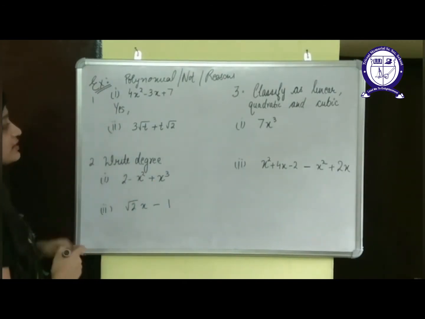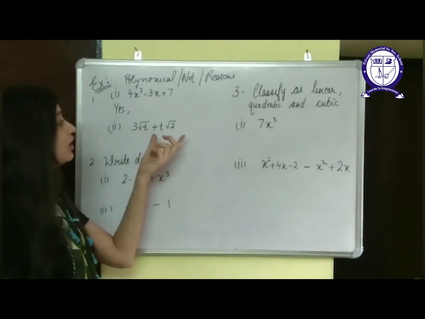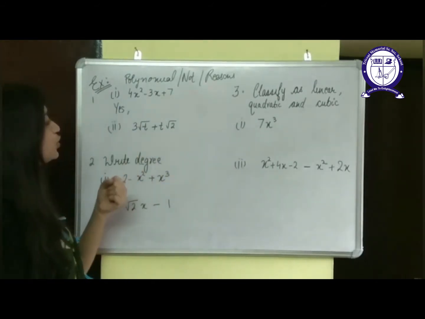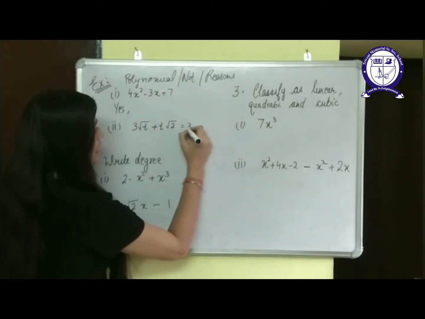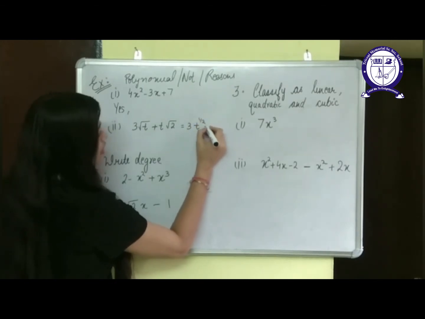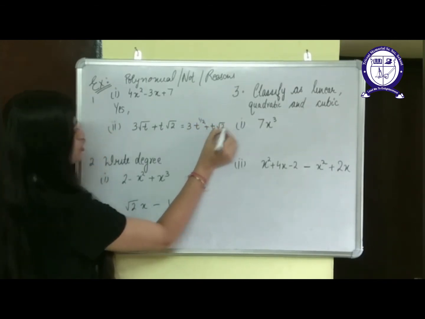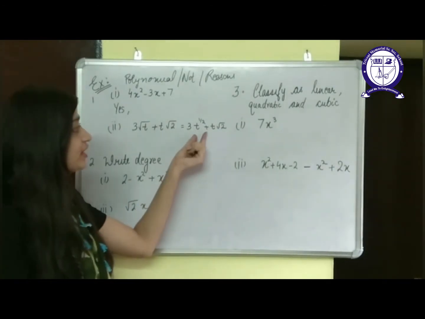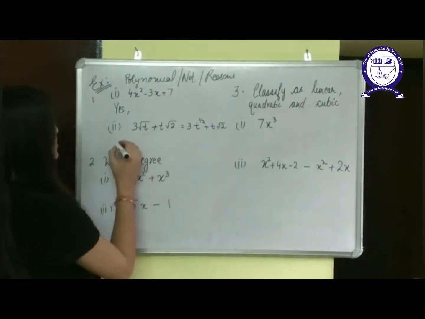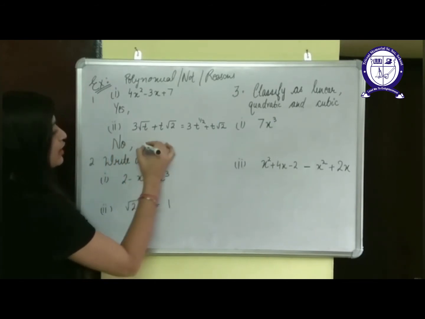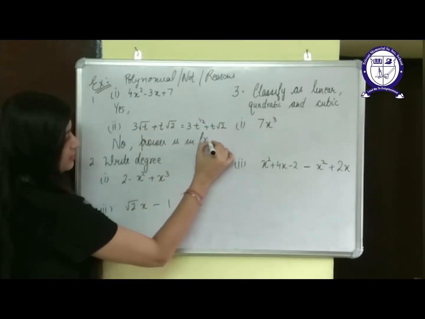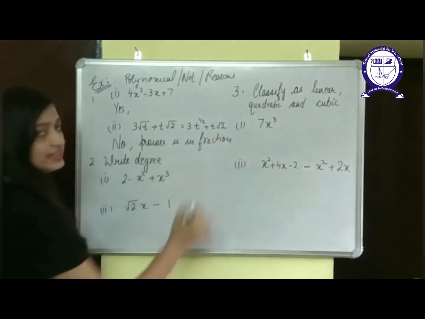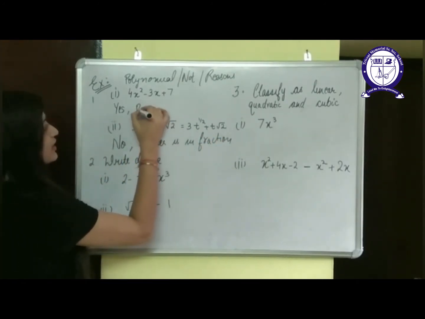Now the second part is t root 2 plus 3 root t. Now I can write it as 3 t to the power 1 by 2. Now I can see that the power is in fraction, right? So my answer will be no, and the reason is because power is in fraction. The first one is yes, because power is positive.